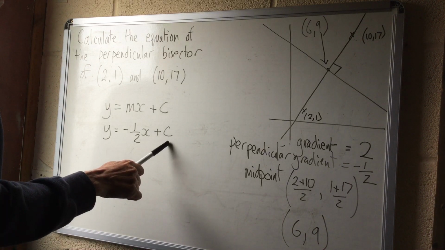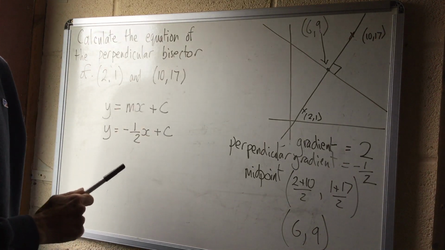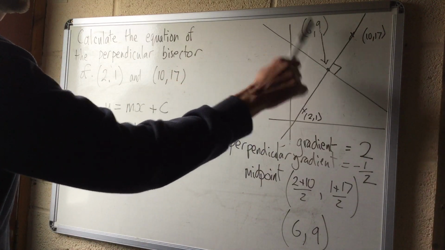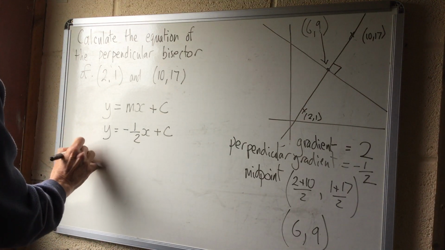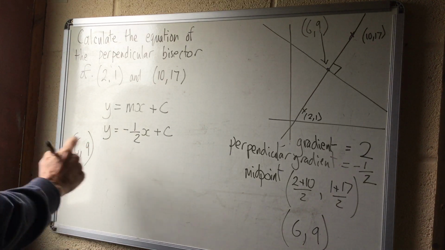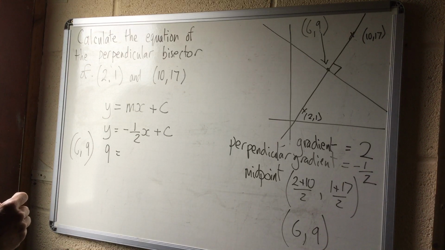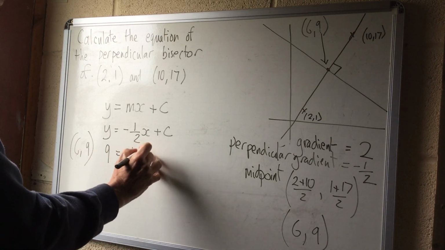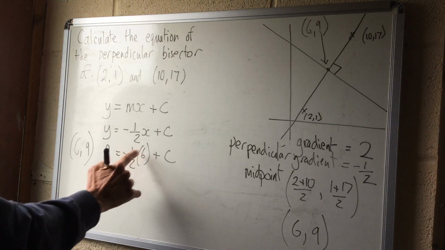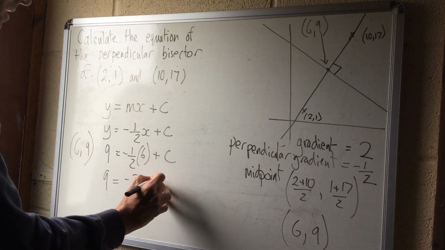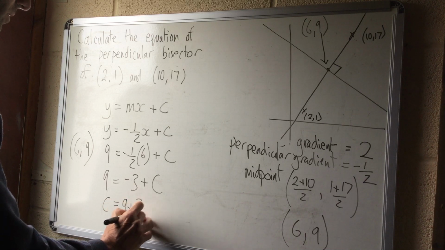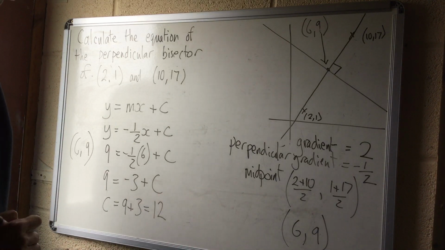To find the value of c, we once again substitute a point that we know lies on that line. The only point we know lies on this perpendicular bisector is the midpoint (6, 9). So we're going to use the point (6, 9) substituted into this formula. 9 is the y coordinate and 6 is the x coordinate. So 9 = -1/2 × 6, which is -3, + c. So rearranging to get c = 9 + 3, which is 12.